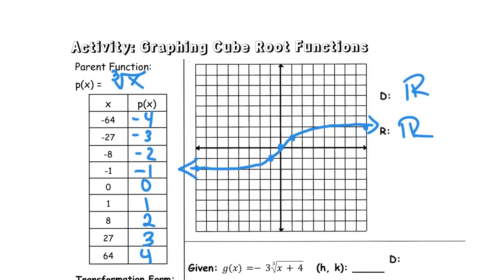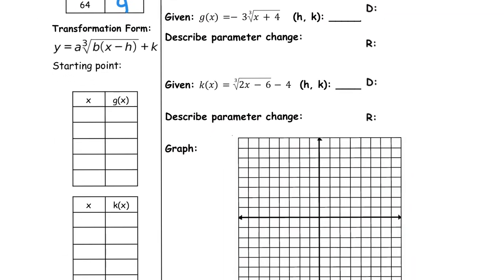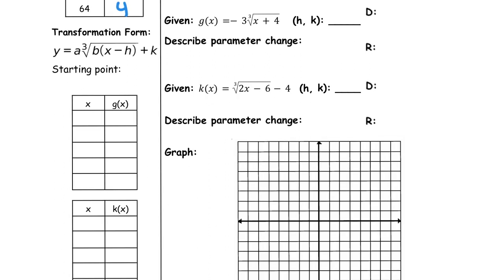Okay? So here we go. You ready? Transformations. Looking at this first one, what's my HK? Negative 4, 0. So I'm going to go down here. I'm going to do 1, 2, 3, 4. The only thing I have left after that is my negative 3 on the outside.